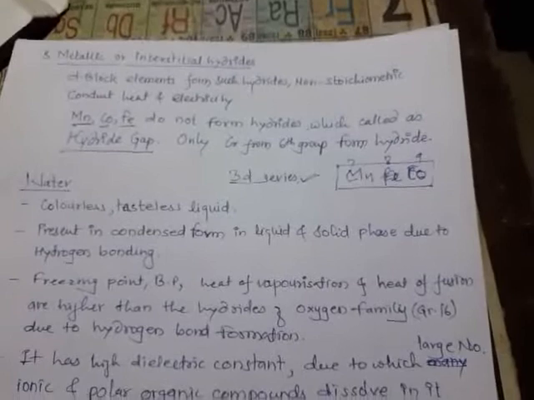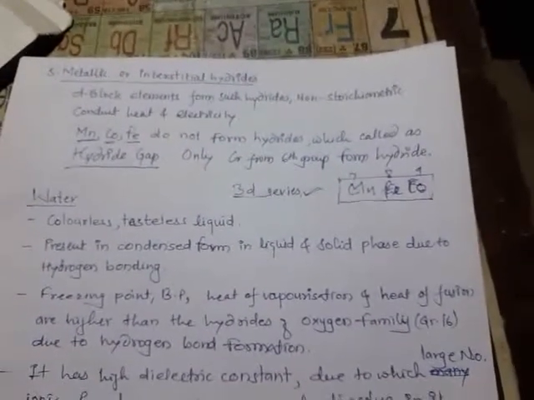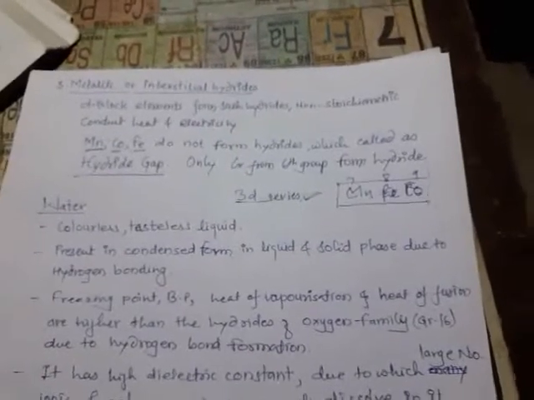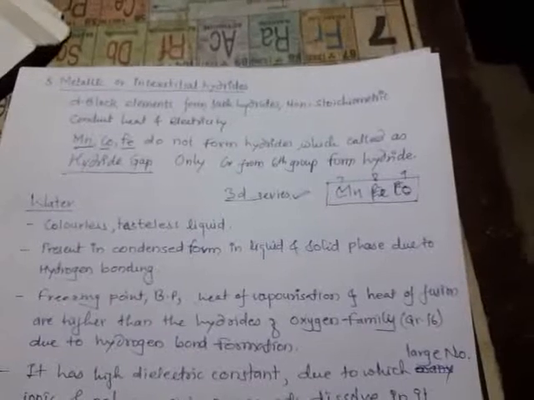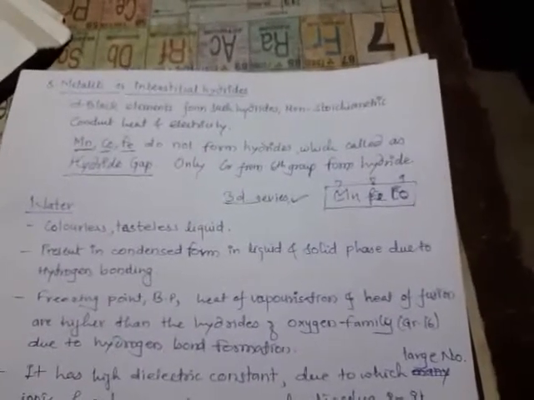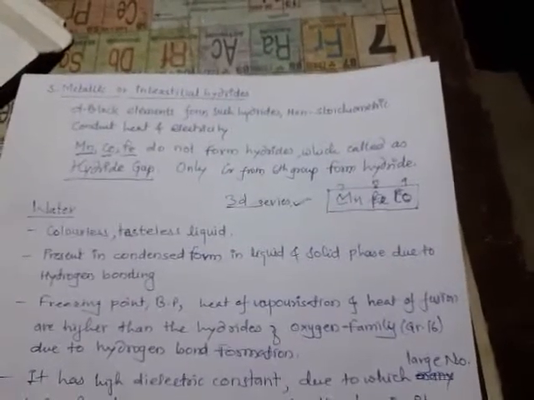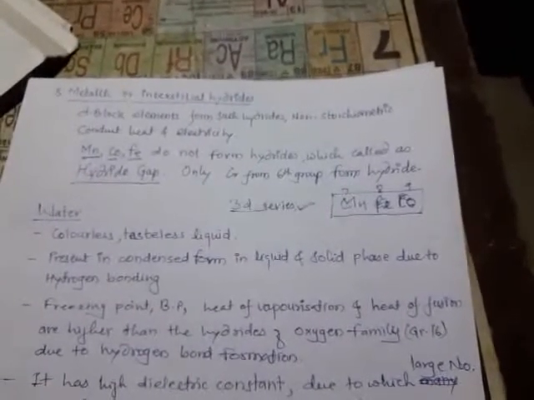From the sixth group, only chromium is an element which is going to form a metallic hydride. Metallic hydrides are non-stoichiometric. What it suggests is that the number of hydrogen and metal atoms is not equal. It is called non-stoichiometric, and they are capable of conducting heat and electricity. But the conductivity of metallic hydrides or interstitial hydrides is lower than the parent metal.